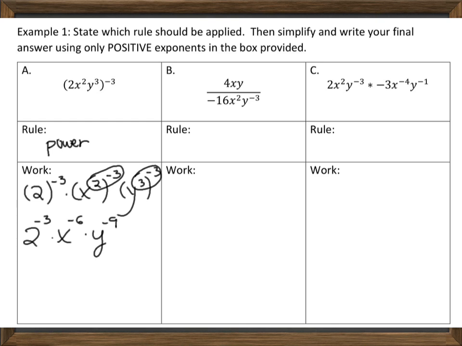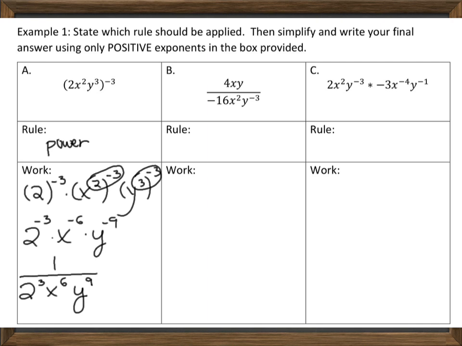So now, I'm still not going to evaluate this. Instead, I'm going to rewrite it using only positive exponents. So, if 2 to the negative third is upstairs in the numerator and is unhappy, we move him downstairs to the denominator. Same thing with x to the negative 6. It becomes x to the 6th in the denominator. Same with y to the negative 9th. It becomes y to the 9th in the denominator. Notice there's nothing upstairs, so we just need a 1 upstairs to hold our place.